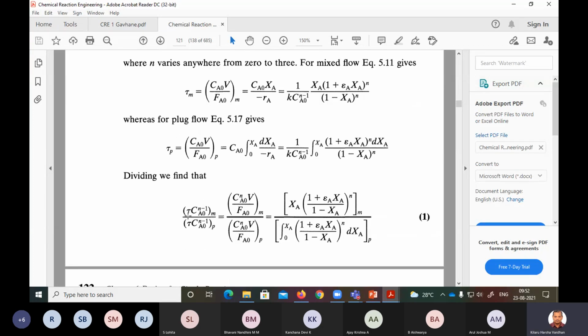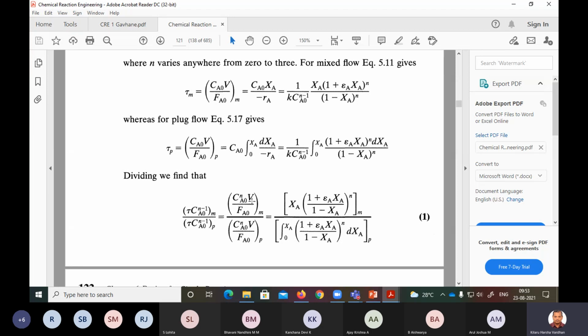So you can see here, tau CA naught, this particular thing you can take out this side or whatever you want. So k gets cancelled out. If you divide one over the other, k gets cancelled out. And tau M CA naught power 1 minus n comes here, by tau CA naught power 1 minus n for P. So you are comparing the taus of both the mixed and plug flow.